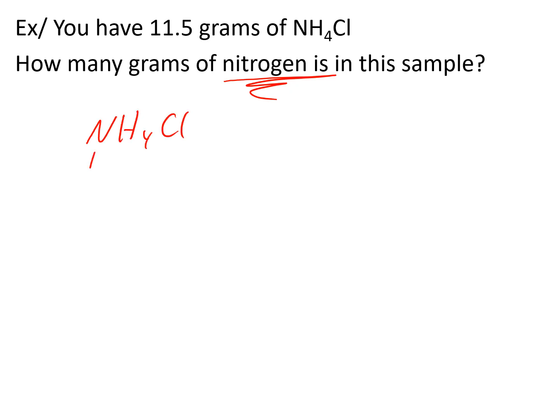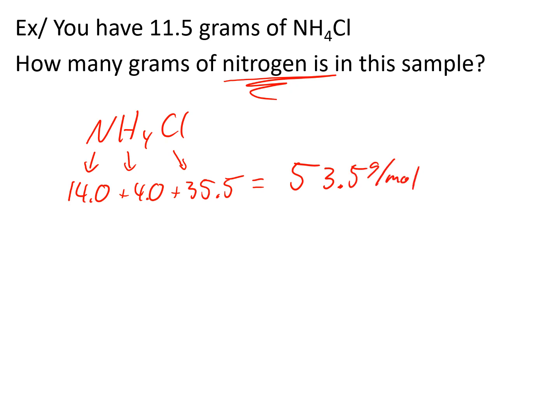NH4Cl, we know from our periodic table that nitrogen has a molar mass of 14. Hydrogen has a molar mass of 1, but since there's 4 of them, there's going to be 4 right there. And chlorine has a molar mass of 35.5. So we add all that together, and we have the total molar mass of 53.5. So that's our total molar mass.